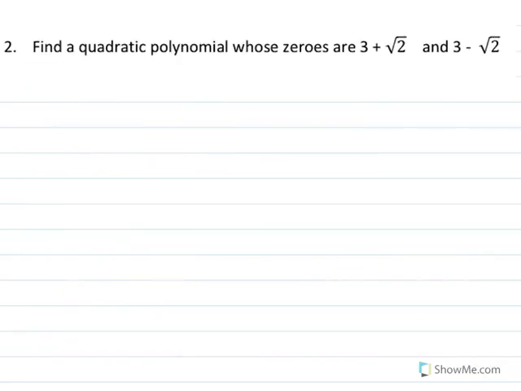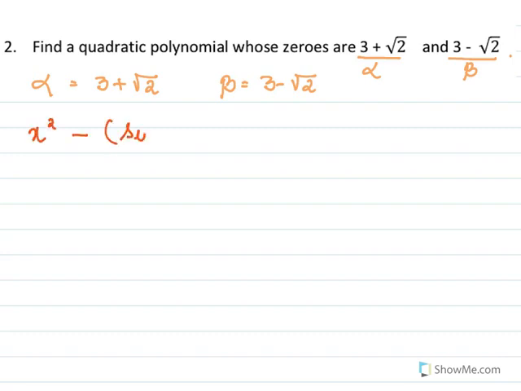Find a quadratic polynomial whose zeros are 3 plus root 2, 3 minus root 2. So this is alpha and here is beta. So alpha equal to 3 plus under root 2 and beta equal to 3 minus under root 2. Now we need to find a quadratic having these zeros. For this, first we know the general formula, and that is x square minus sum of roots x plus product of roots. So let's put the values.